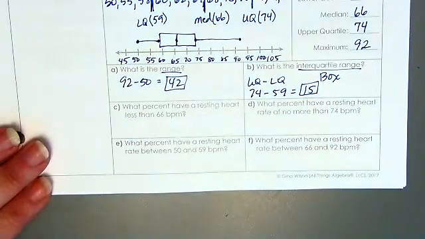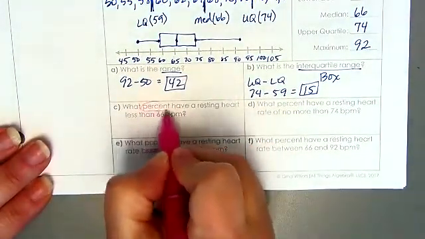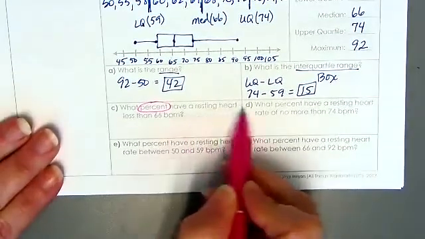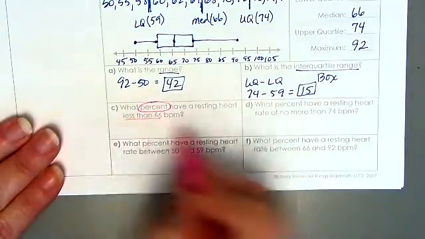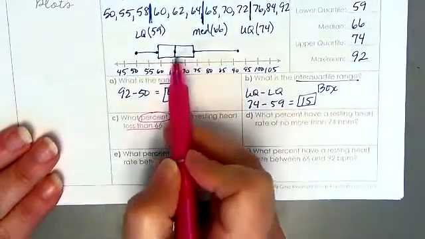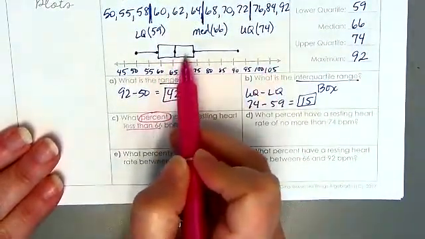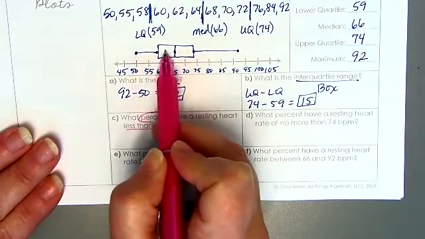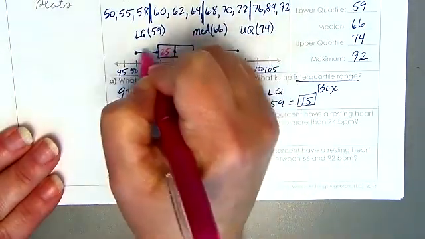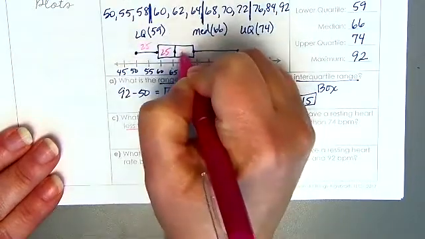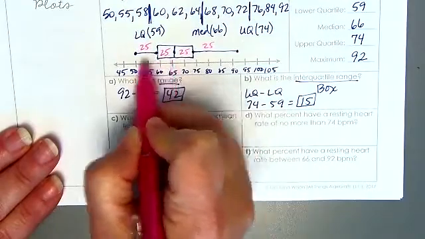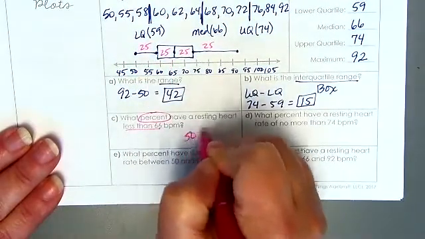Then we have what percent. I'm talking about percents now, so my answer better have a percent symbol. What percent have a resting heart rate less than 66? The 66 is located right here. That is this entire section. Remember, each section is 25%. So it is both of these 2 sections, so therefore this is 50%.